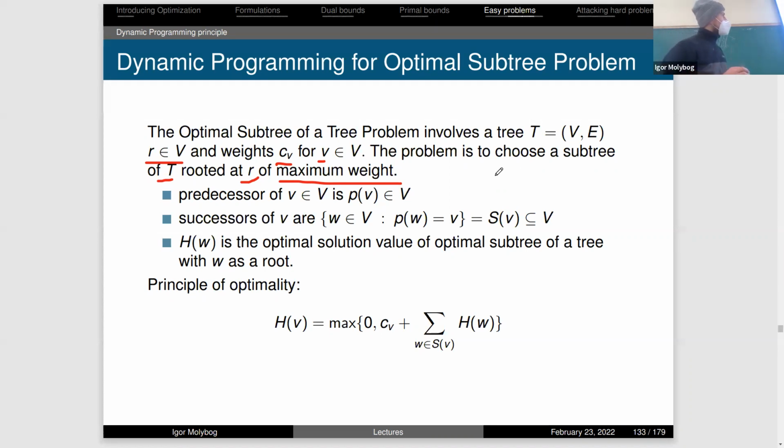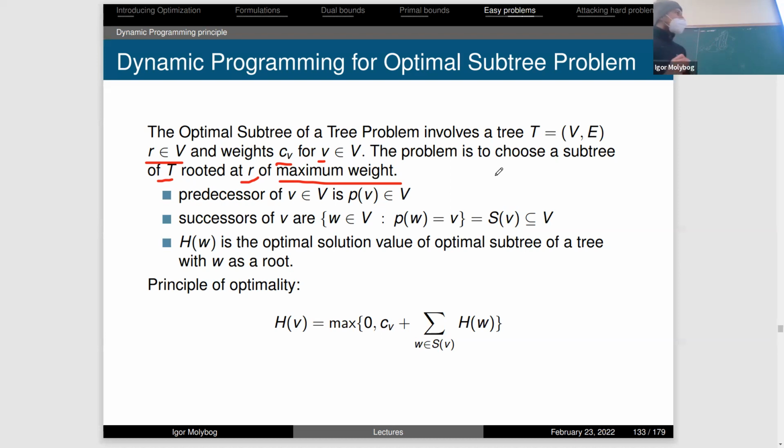But to actually construct a dynamic programming algorithm for this, we would need to first define what is a predecessor of a node. The predecessor of a node V is a node p(V) which is directly connected to it, so that if this is the node V, then the predecessor p(V) is this one. So it's the one that is on the level above, directly connected to it. Successors of V are all of the nodes s(V) for which the node V is a predecessor.